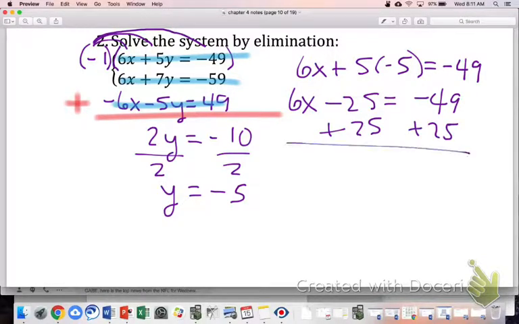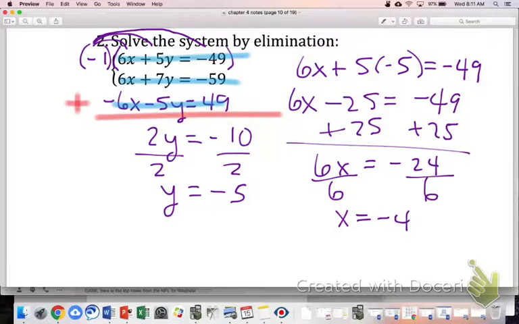When I add the 25 over, I get 6x equals negative 24. Finally, I've got to get rid of the 6. I get rid of the 6 by doing what? Dividing by 6. Good. Okay, so then x is equal to negative 4. So our final answer for the intersection point is negative 4, comma, negative 5. All right, so did you guys do that one okay?